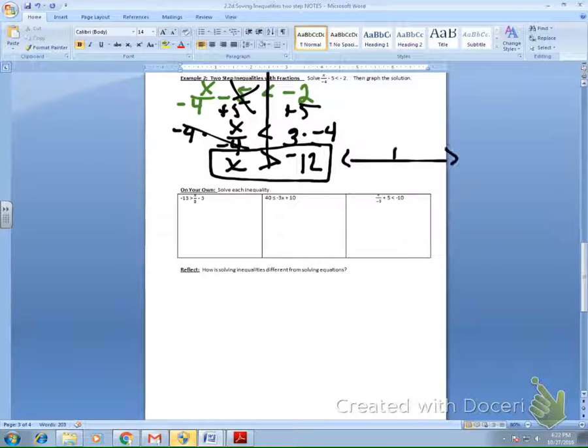So my graph is going to look like this. I have negative 13, negative 12, negative 11. It is an open circle because it's greater than, and it's all numbers bigger than negative 12, so it's going to be shaded in the positive direction. So there's what my graph looks like.